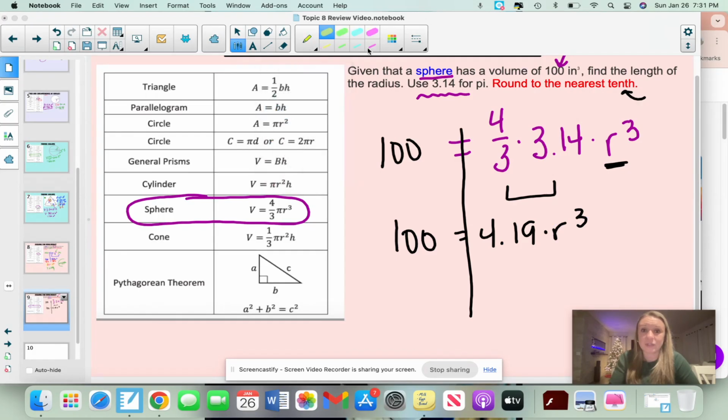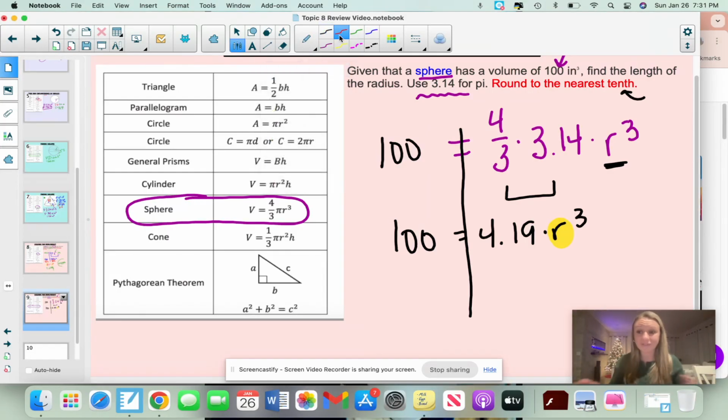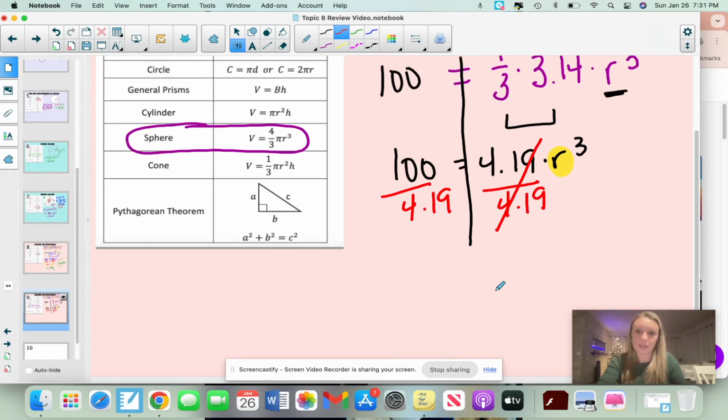Okay. So now we have a few more steps here. We're still trying to get r by itself. The next step, if you're ever not sure, when in doubt, divide. Divide both sides, which breaks away that 4.19 from the number. So in your calculator, you're going to do 100 divided by 4.19. And it gives us about 23.87 equals r to the third.